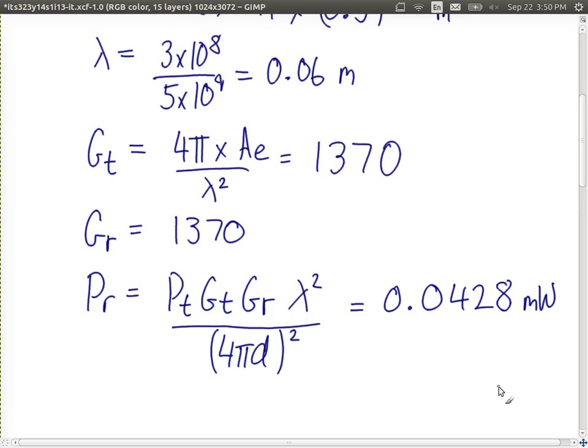We will not do it, but you could check. You could have done it all in dB. You could have converted the gain from 1370 to 31.4. But in this case, there was no benefit of converting to dB because most of our values are in the absolute factors.